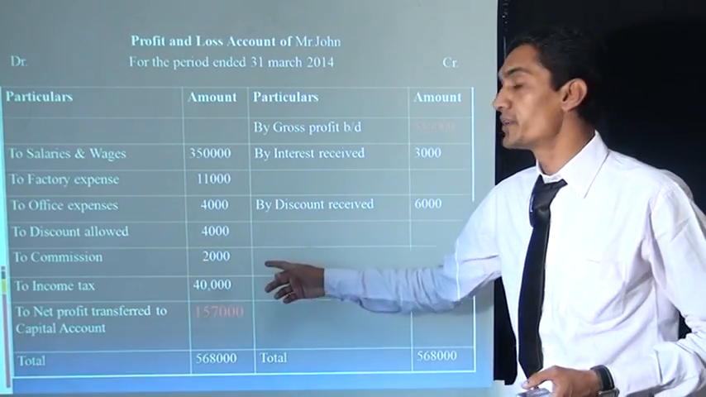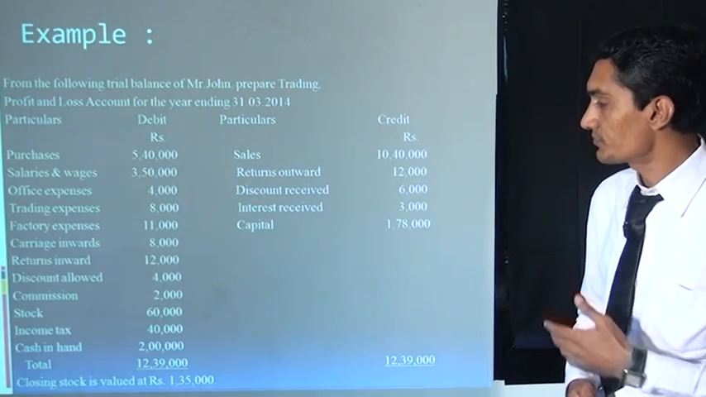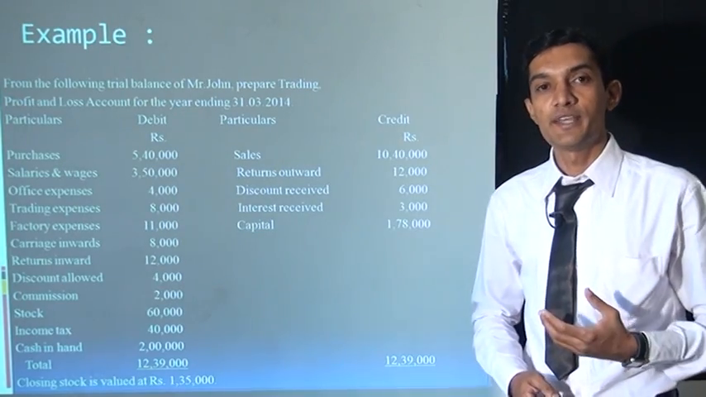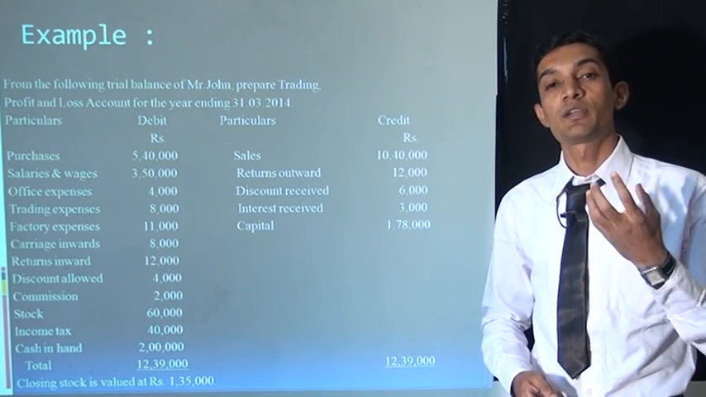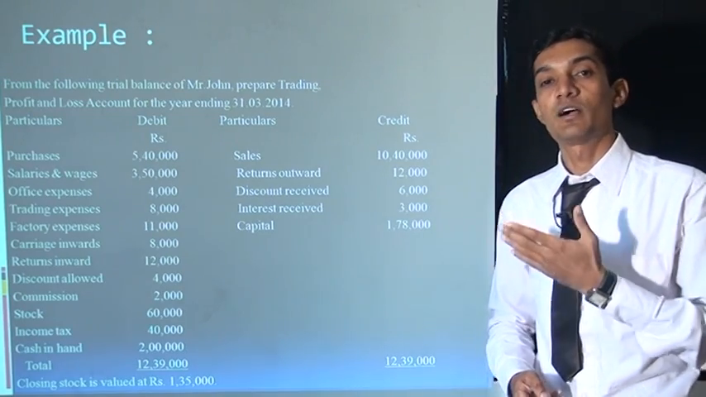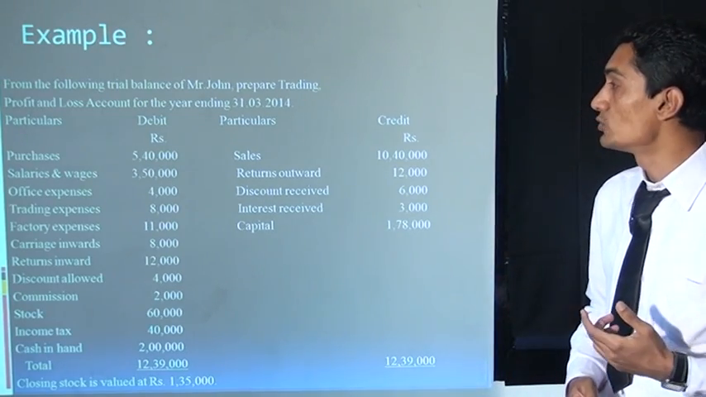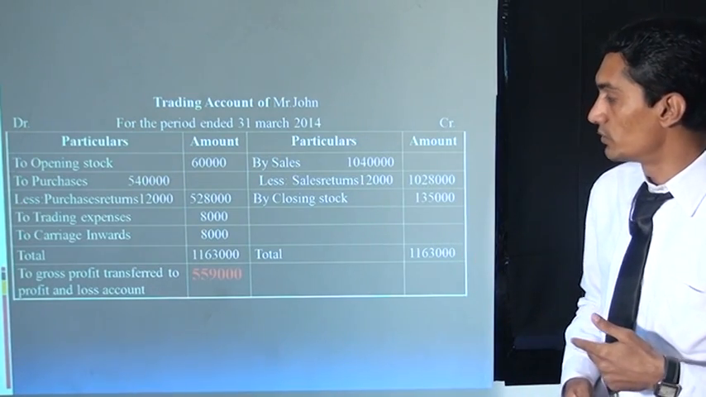Commissions 2,000 rupees, profit and loss account. Now the next transaction is stock, our goods. In that situation it comes under opening stock, so it goes in the trading account. Opening stock 60,000 rupees.